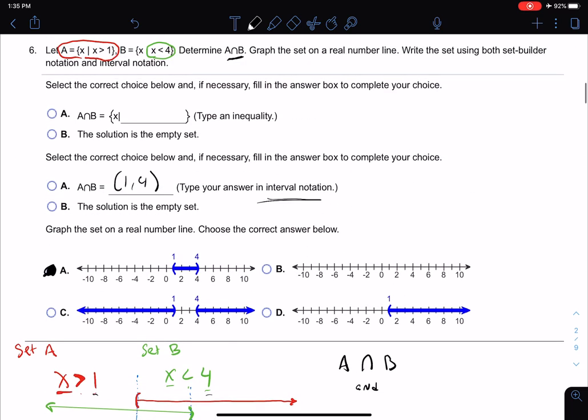The way you read this, though, is you kind of work from inside out. You say x is greater than 1 and x is less than 4.